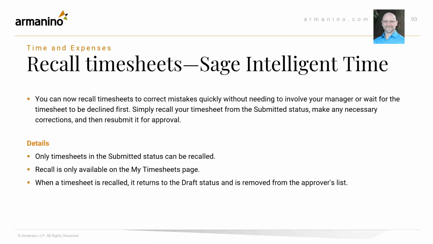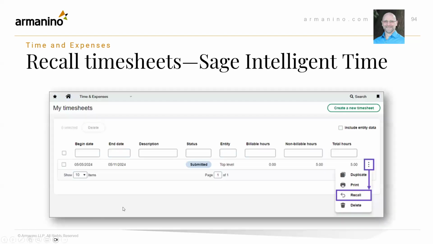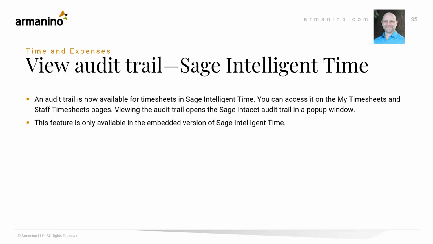And then there's a new feature, recall timesheets. So now you can recall timesheets to correct mistakes quickly without needing to involve your manager or wait for the timesheet to be declined first. Simply recall your timesheet from the submitted status, make the necessary changes, and then resubmit. So you can see right here, there's a recall on the drop down there, and that you can then recall that. So you can say, oops, I forgot to put in that time for such and such.